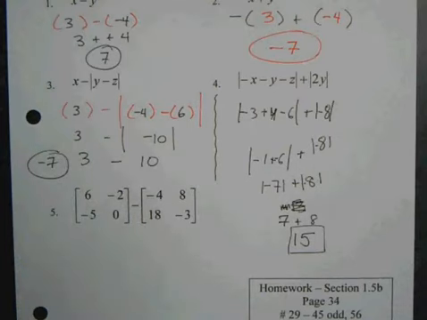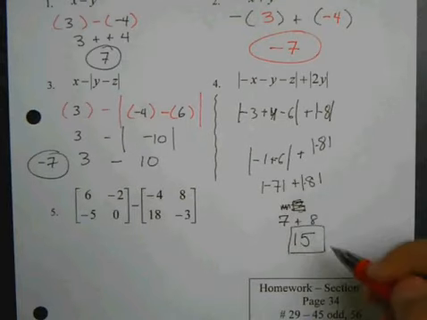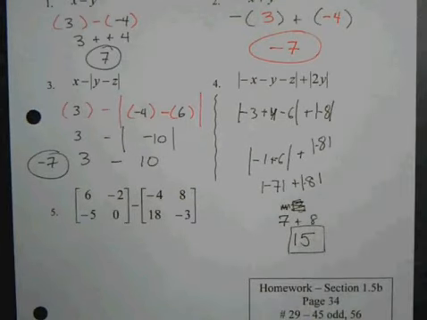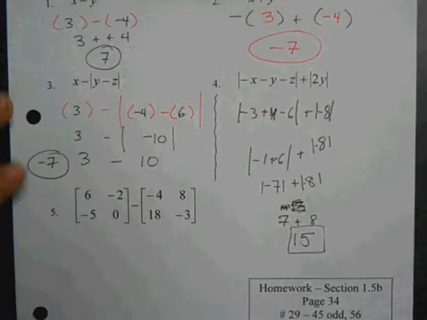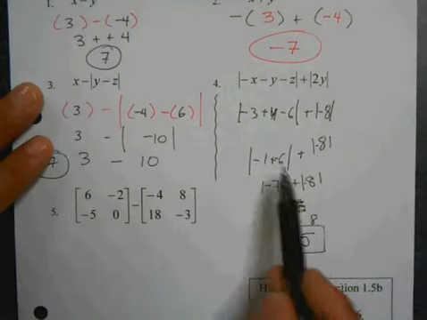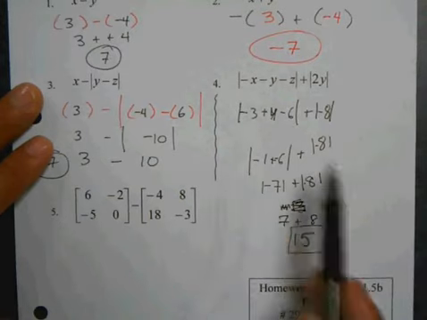Do you agree? Did they do it right? Okay, what was the answer? 15. No, that's not right. Sometimes we make mistakes. Did anyone get anything different? All right. Christian, what do you get different? Let's see. I got 13. We got 13. All right, let's see.